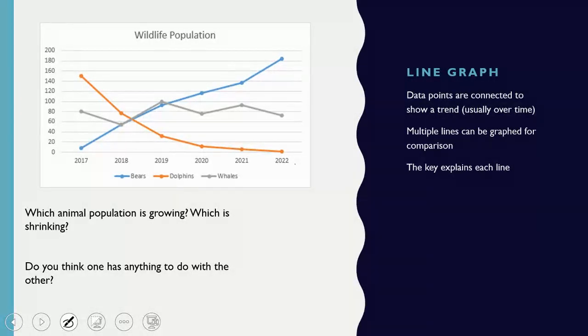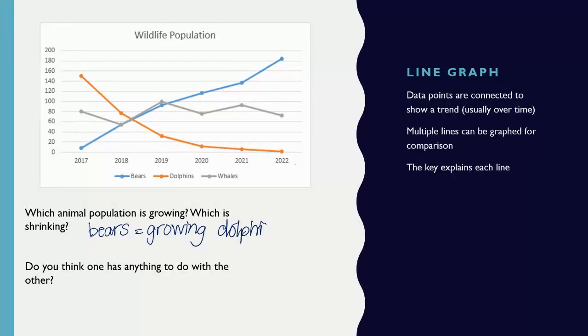Now, the question here is, which animal population is growing? Clearly, the bears are growing, because we can see that that line is going up. Which population is shrinking? That would be both the dolphins and the whales. Okay, so dolphins and whales are shrinking. Which one is shrinking more or faster?